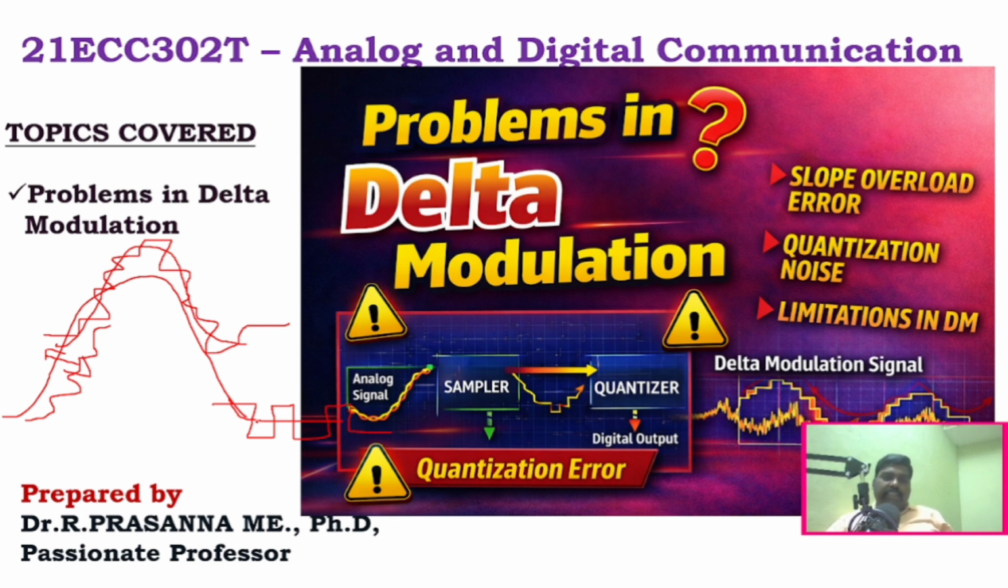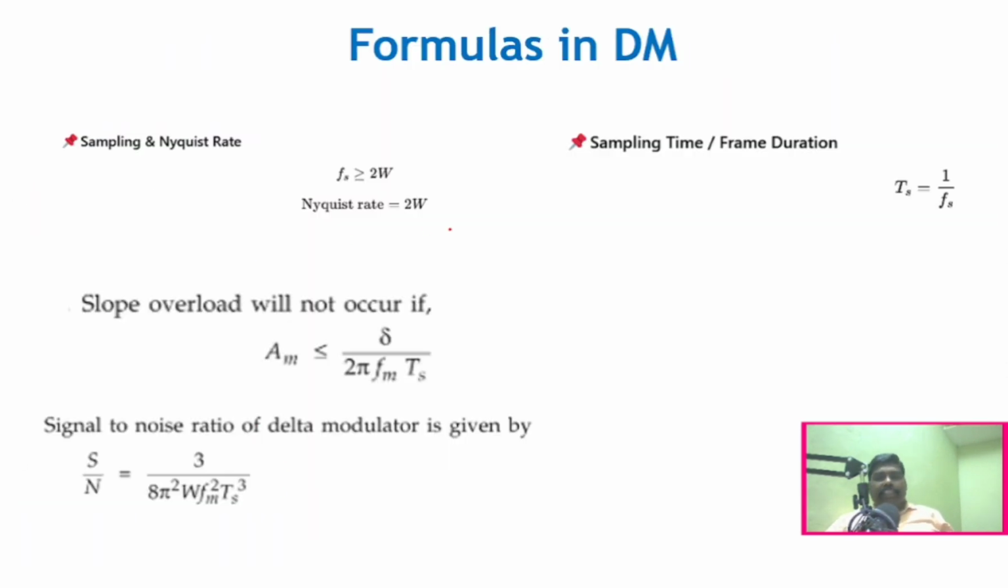With this, we will start the problem, where we'll see the important formulas. Coming to formulas, we already know the Nyquist rate: N is equal to 2W, where W is the bandwidth. And we know the relationship between Ts and Fs, that is time period and frequency: Ts is equal to 1 by Fs, or Fs is equal to 1 by Ts. These two formulas are very important in delta modulation, where Am is less than or equal to del divided by 2 pi Fm Ts.